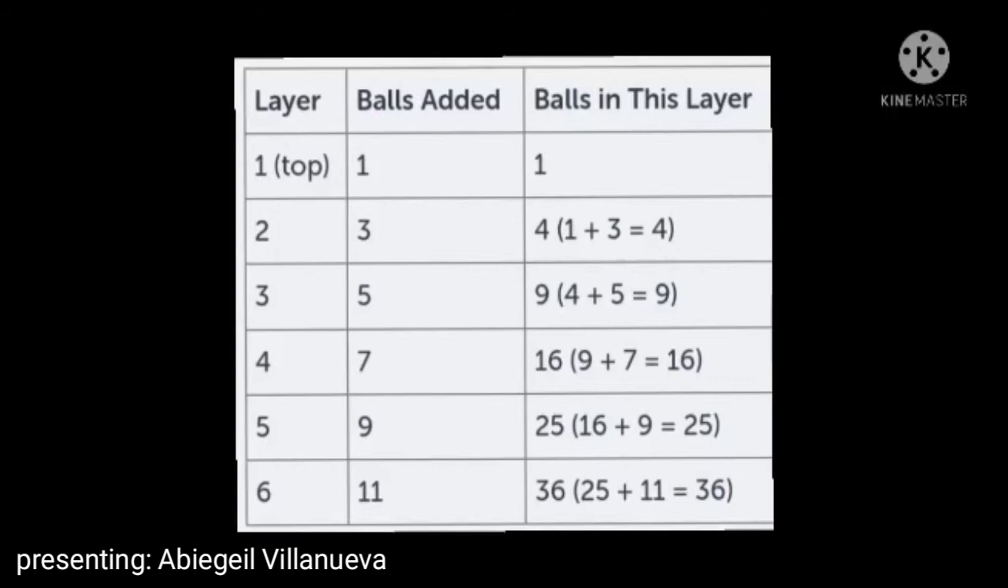The second layer adds 3 basketballs and the next adds 5 basketballs. Each time you add a new layer, the number of basketballs needed to create that layer increases by 2. We start with the top layer, which is 1. It also says that it increases by 2. So 1 plus 3 is equal to 4. 4 plus 5 is equal to 9. Let's continue until 6 layers are recorded.